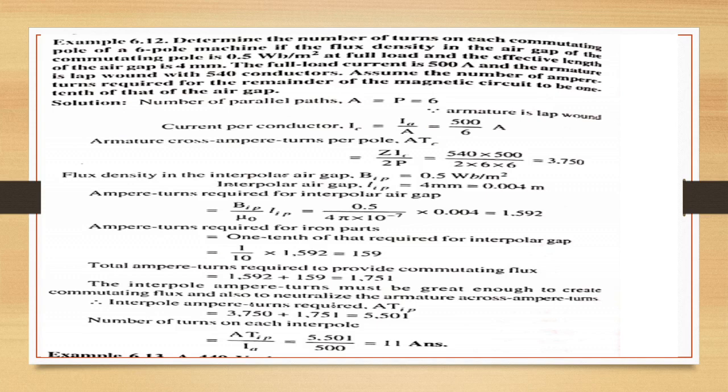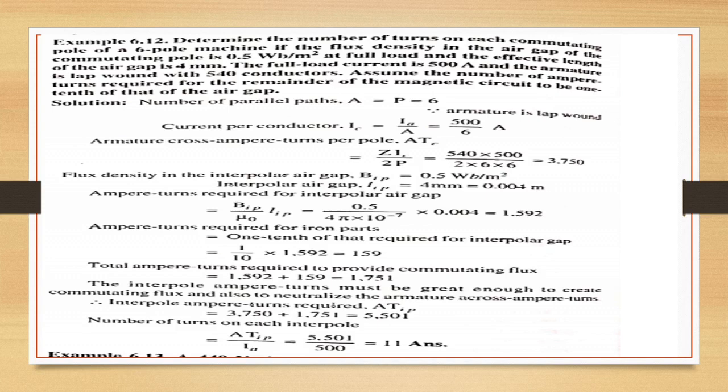So the number of parallel paths A is equal to P, which is 6, because it is lap wound. Current per conductor is Ia by A, 500 by 6 amps. Armature cross ampere turns per pole ATc is Z Ic by 2P, that is 3750. Flux density Bip is 0.5 Weber per meter square. Ampere turns required for the interpolar air gap is Bip by mu naught times lip, that is 1592.